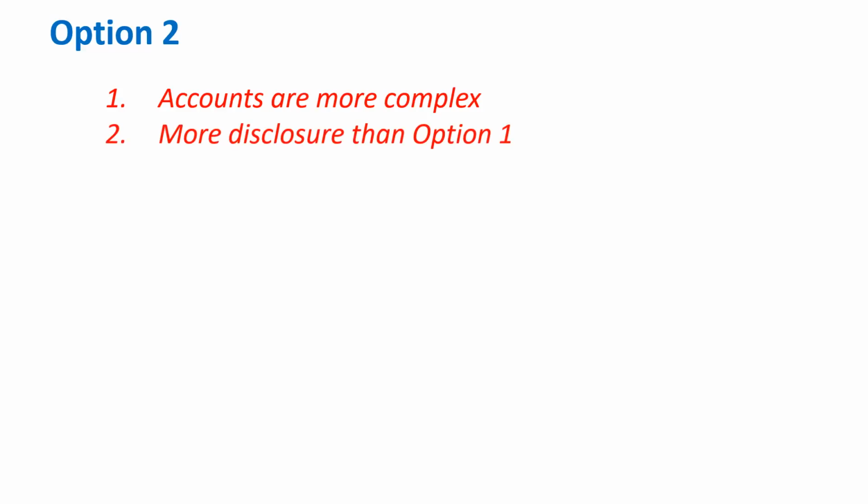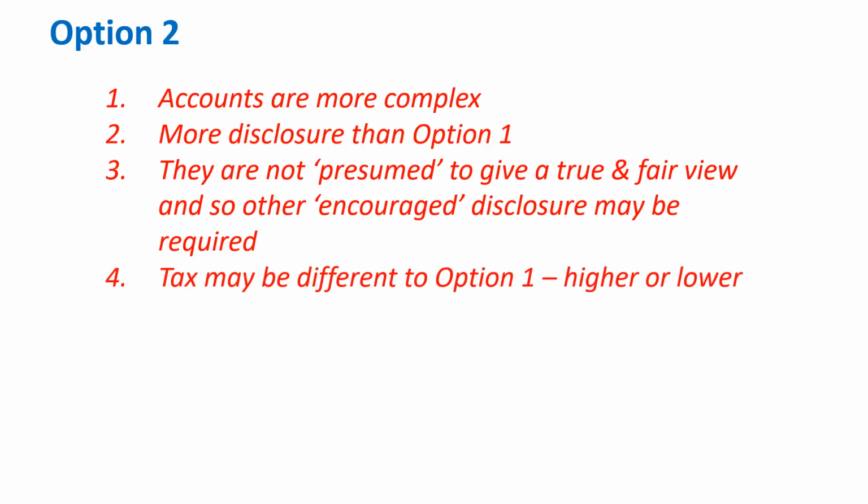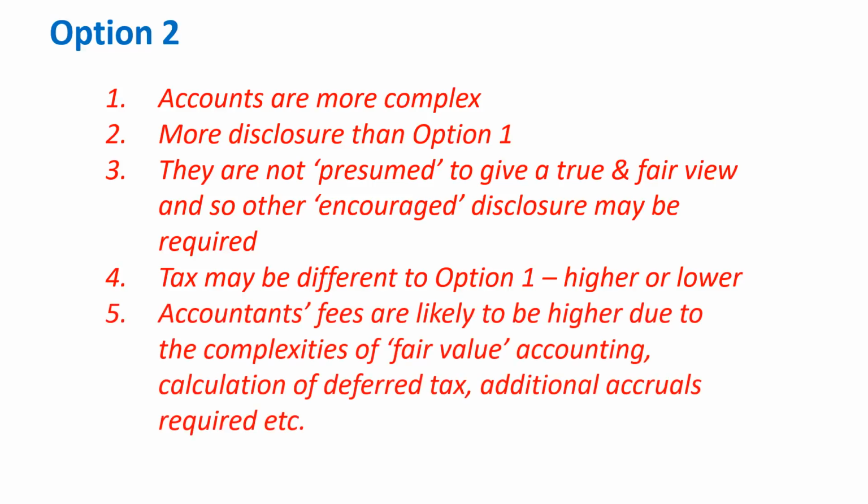But if you go for Option 2, there are things you need to be aware of. The accounts are more complex, and there are more disclosures to make than under Option 1. The accounts are not presumed to give a true and fair view, and so you may have to make other disclosures or encouraged disclosures. And as mentioned before, tax may be different to Option 1, which could be higher or lower. And because of all this, because of the extra complexity, accountants' fees are likely to be higher.